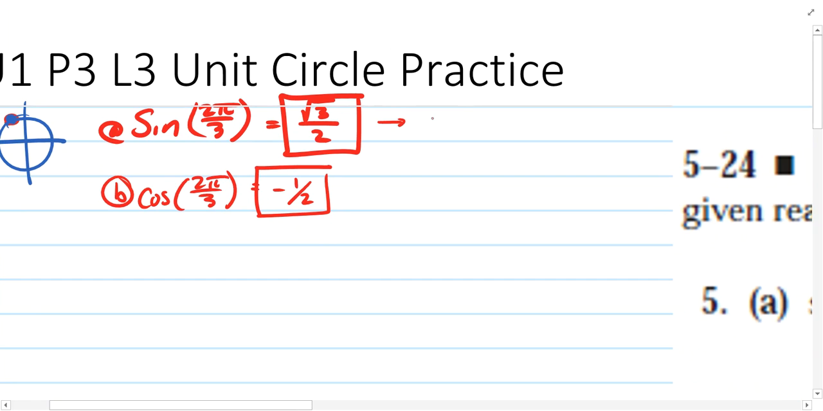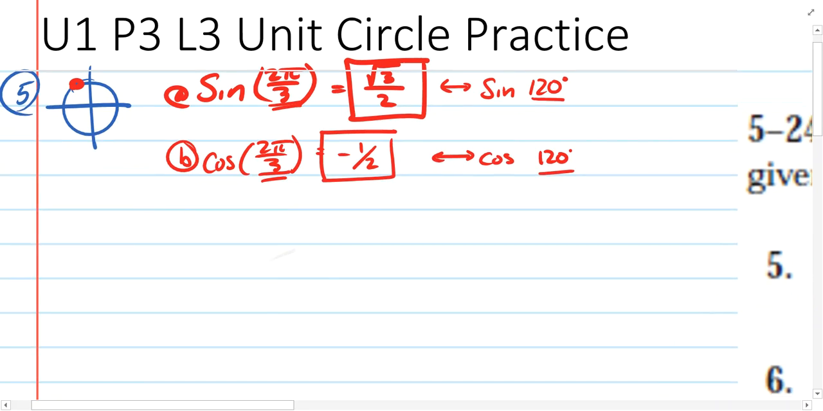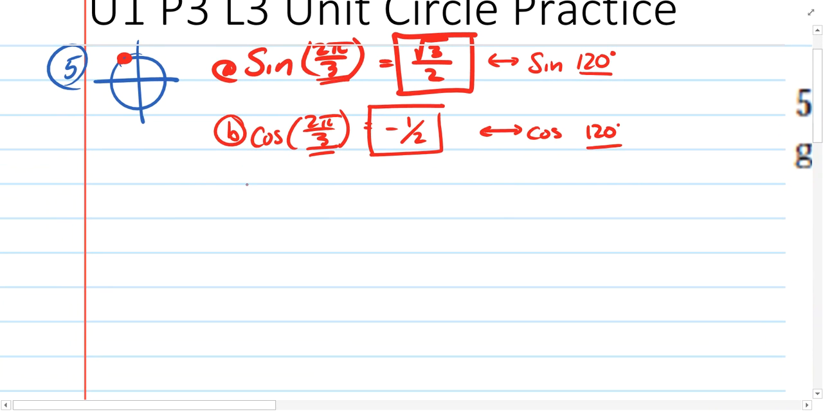It is worth noting, too, that the same question could have been asked as sine of 120 degrees or cosine of 120 degrees, because a 120-degree angle is the same as a 2 pi over 3 radian angle, and in both cases, the results would be the same. Sine of 120 is radical 3 over 2. Cosine of 120 is negative 1/2.